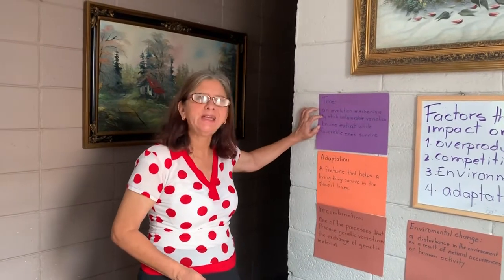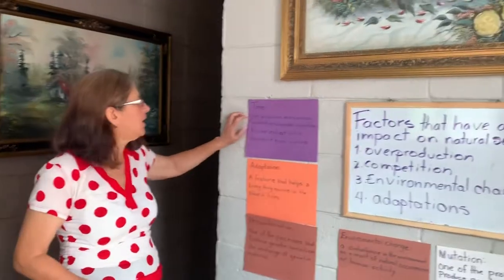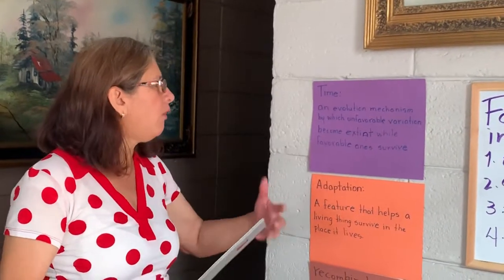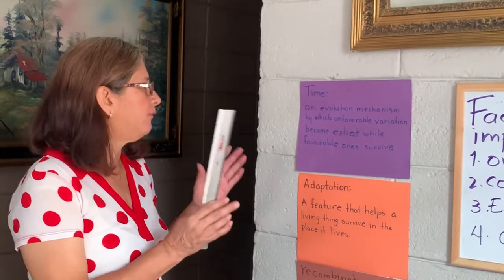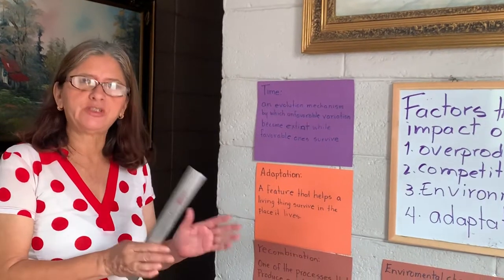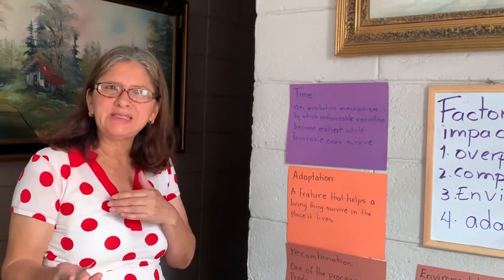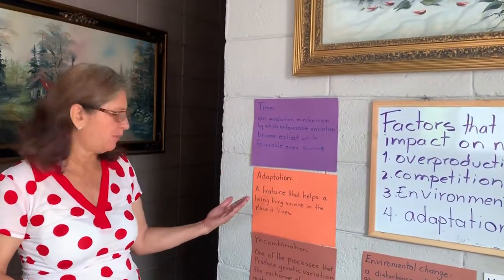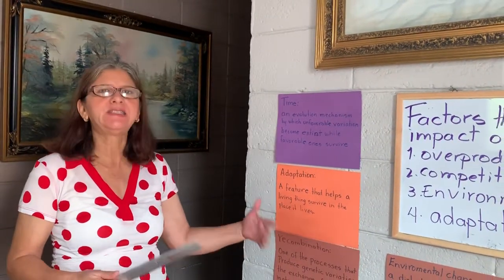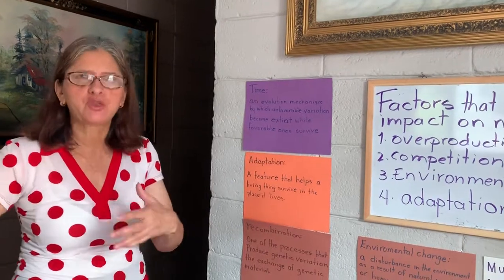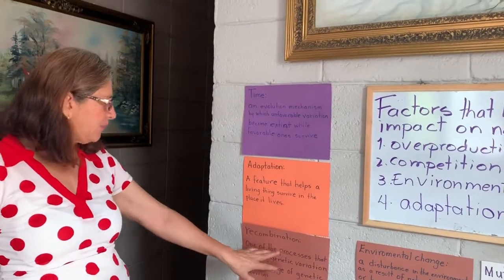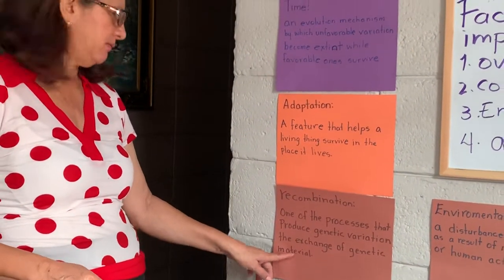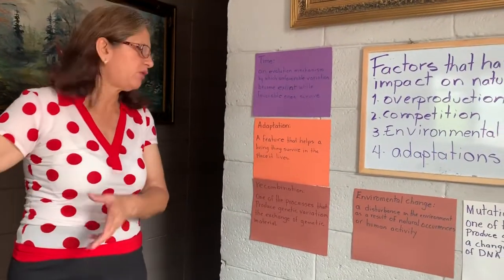For example, time. Why is time important in natural selection? Because time provides the organism the chance to evolve, and only the favored ones will survive. The species with unfavorable variation will become extinct. Adaptation is a feature that helps a living thing survive in the place it lives. I mean, the species has to adapt to the habitat where they live. Recombination is one of the processes that produce genetic variation, an exchange of genetic material, and these are transmitted to the next generation.